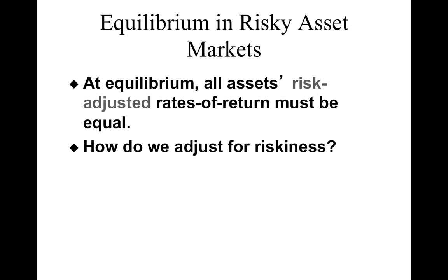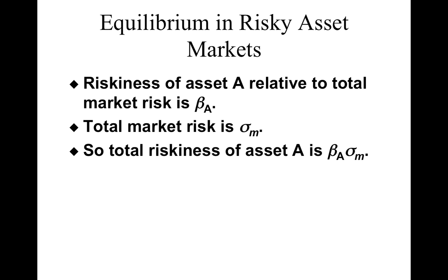So how do we adjust for riskiness? Let's be precise about it. We know that the riskiness of asset A relative to total market risk is given by beta A. We also know that total market risk is basically the variability in market rate of return, which is given by the standard deviation of the market rate of return. So what is the total riskiness of asset A? That should be beta A multiplied by sigma M.